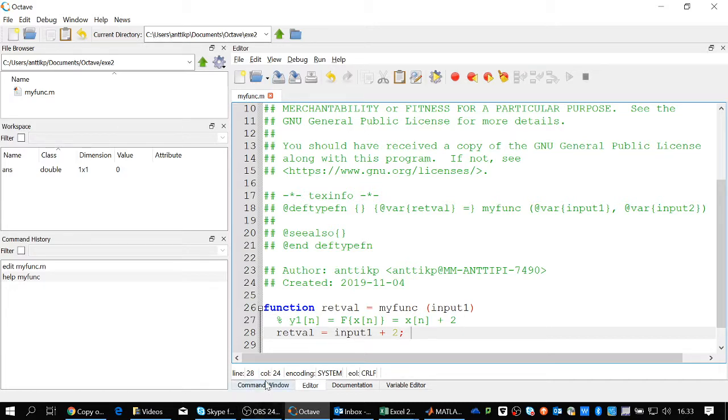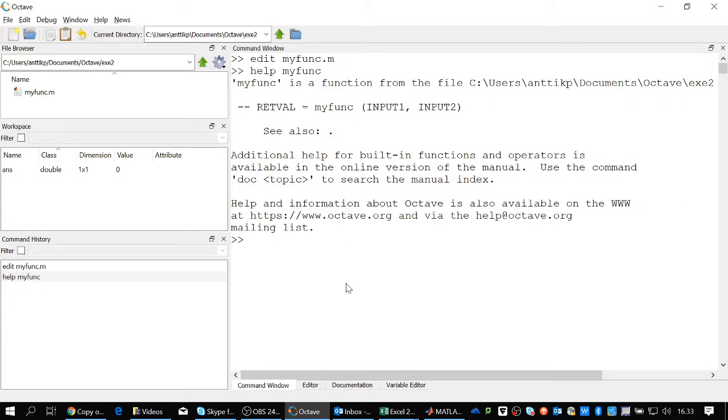And I can then go to the command window and just call it myfunc. If I give it one number here, number 2, then it returns 4. Or if I give it a vector 1, 2, basically it gives me 3 and 4. So basically it just returns, it does for the data whatever I'm asking it to do. Now let's test if that system, myfunc, is linear.